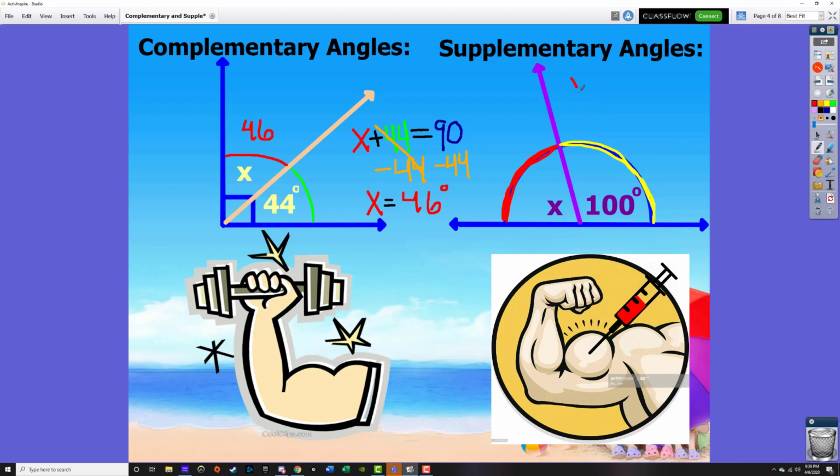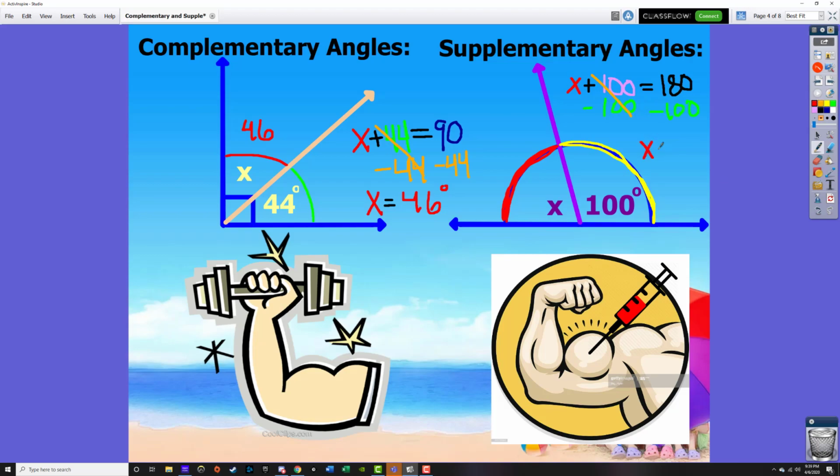Because we know when we add angle x to the 100 degrees that we have down here, because they are supplementary, they are going to equal 180 degrees. And just like with the complementary angles question, we have ourselves a one-step equation. Let's isolate x by canceling out the positive 100. Because the 100 is being added, we are going to subtract 100 from both sides. And that's going to force these to cancel out.